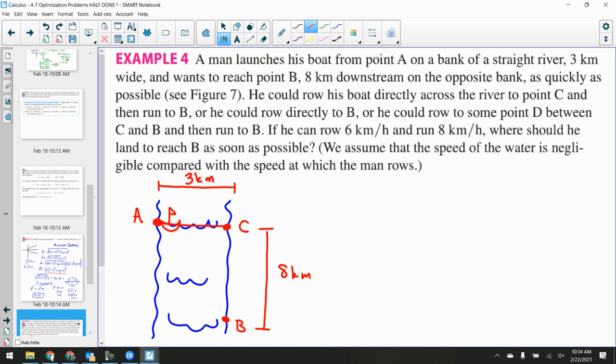Or he could go straight to B, or he could pick some point in between where he could row, then run. Okay. Let's also make note of the important information here. Some point in between. We're not actually sure where that is along the 8 kilometers. We know that he can run 8 kilometers per hour, and he can row 6 kilometers per hour.